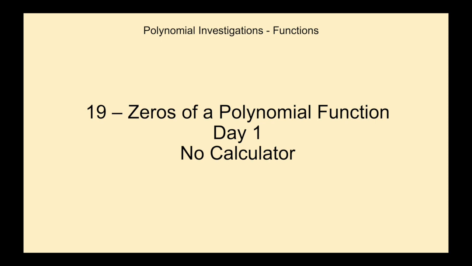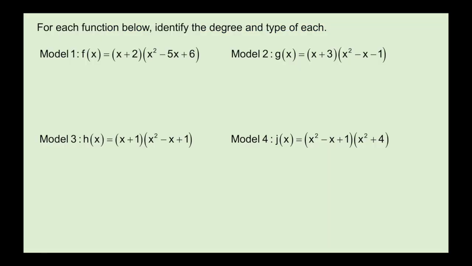In the first part of section 19, we will look at zeros of a polynomial function. The use of the calculator is not allowed. For each of the functions below, you're going to identify the degree and list the type of each.